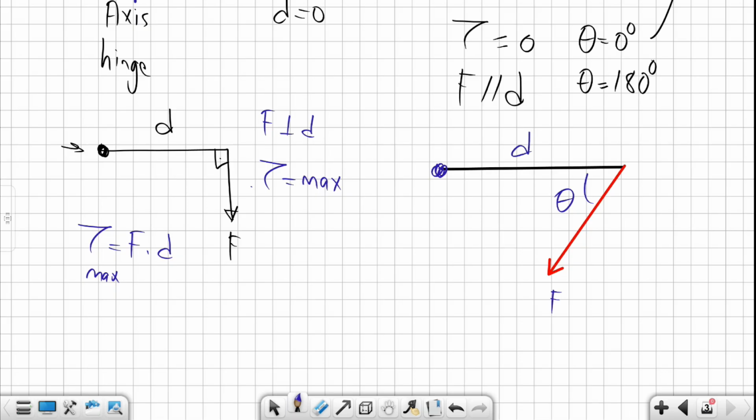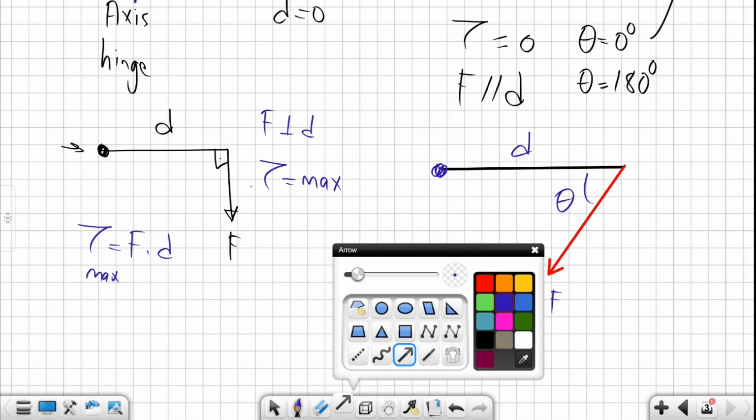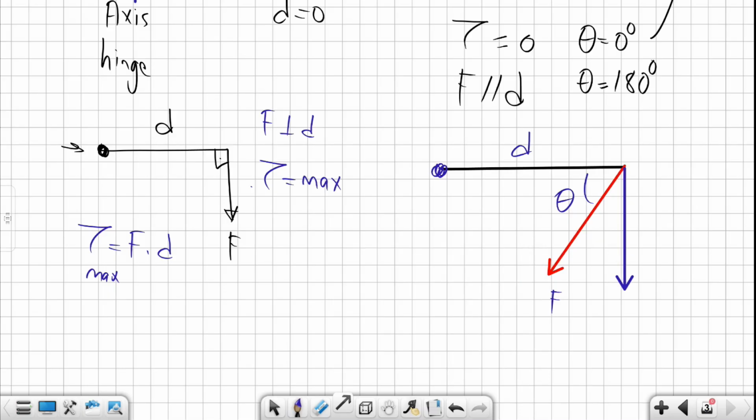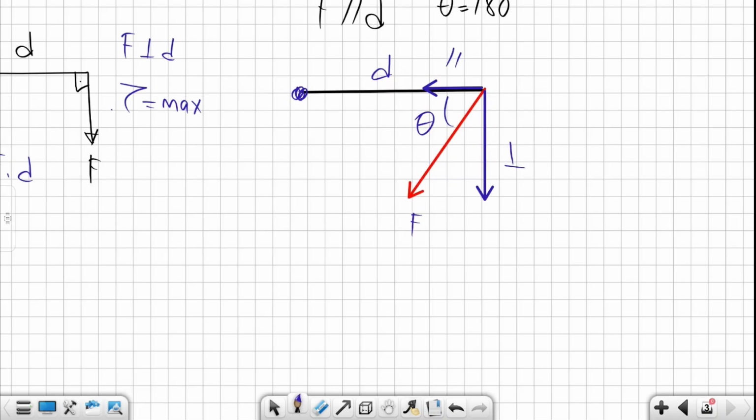What happens if I apply the same force, but this time with an angle between 0 and 90 degrees? Now, this force has two components. One of the components will be parallel, one of the components will be perpendicular. So I will call this one the parallel component, and I will call this one the perpendicular component. Because of which one will we have a torque? We said that the torque of this one is equal to 0. So because of the perpendicular component, you'll have a torque.